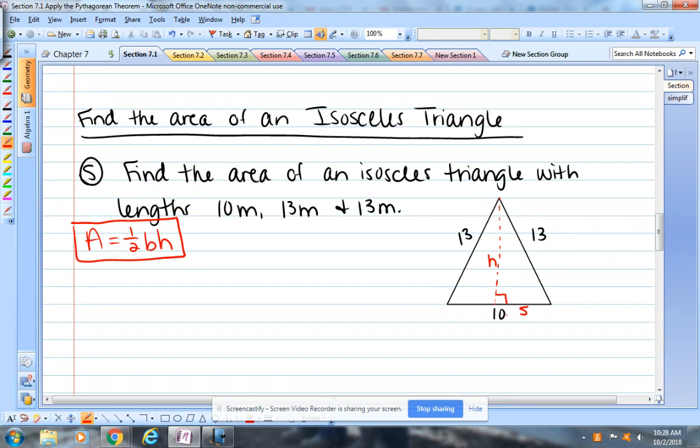So that means this side is 5 and this side is 5. Does that make sense? Because the whole base is 10. If I drop an altitude down a perpendicular line, then we know it's got to cut it in half. All right. So how am I going to find the height now? A squared plus B squared equals C squared.